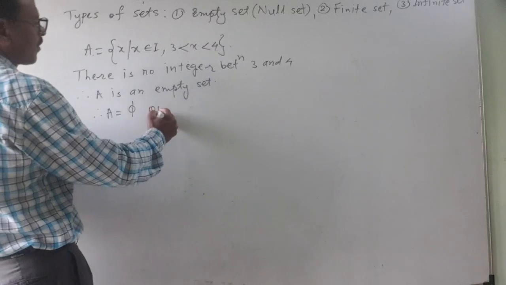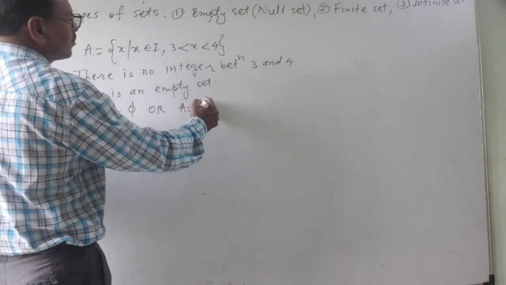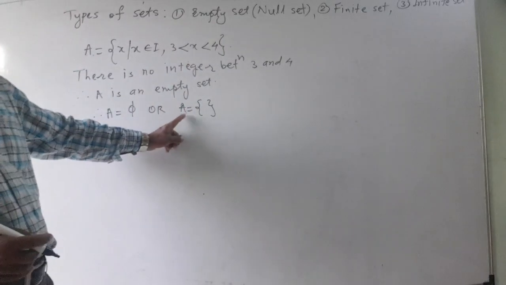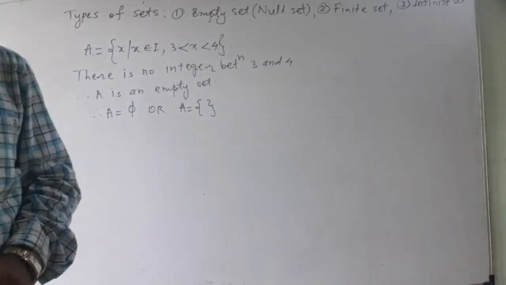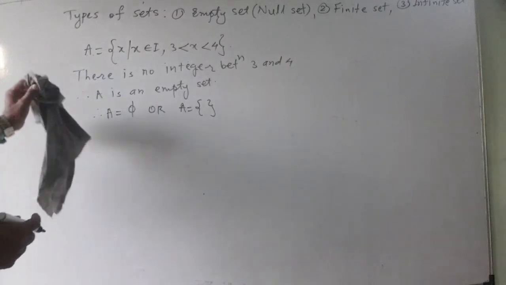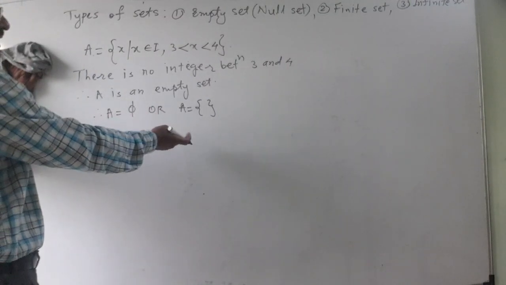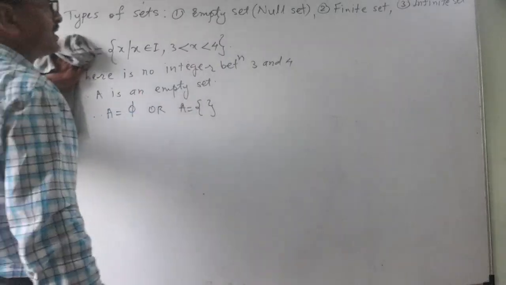Or A equal to this. This is also the way of writing the empty set. So remember this. Now the empty set means the null set. There is no element in the set. Therefore, it is the empty set.